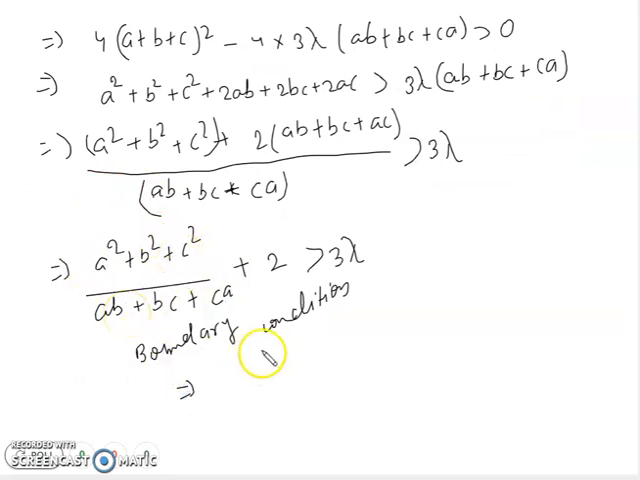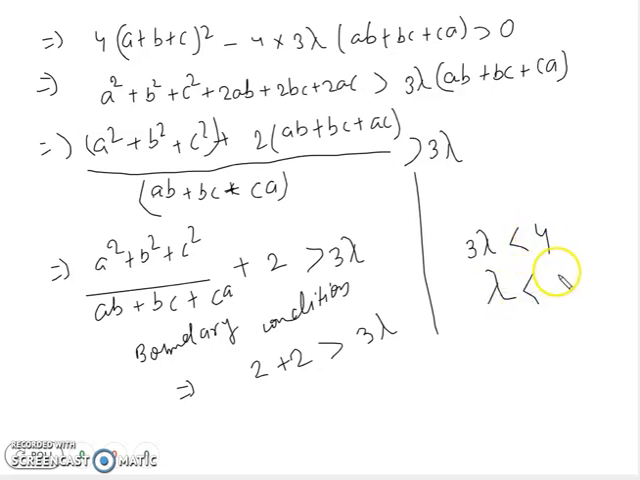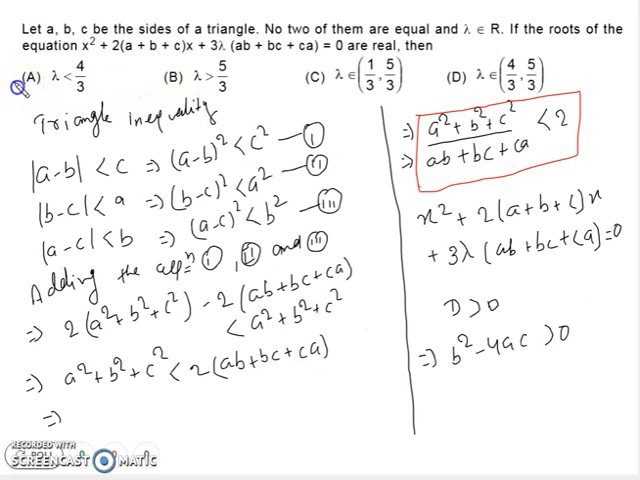So we can write here 2 plus 2 is always greater than 3 lambda. So that's why 3 lambda is always less than what, guys? We can write here 4, and lambda is less than 4 by 3. So it will be the correct answer. So I am going to check which option is correct. So option A is correct, guys. So thank you.